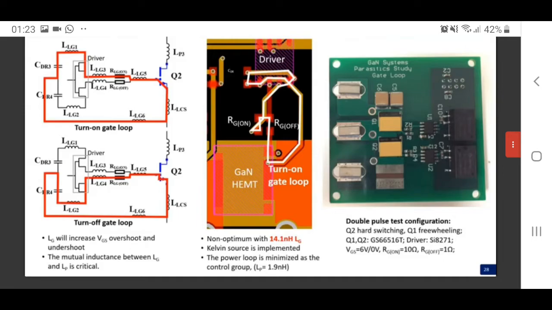So here is a non-optimum design with about 14.1 nanohenry gate loop inductance. As you can see in the picture, this is not a very good design. In practice, the gate loops could be laid out much smaller. Again, we make all the other conditions exactly the same as the control group, so we can see the effect of the gate drive loop inductance. Let's look at the test result.